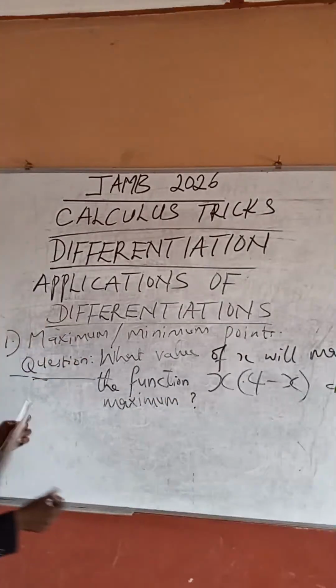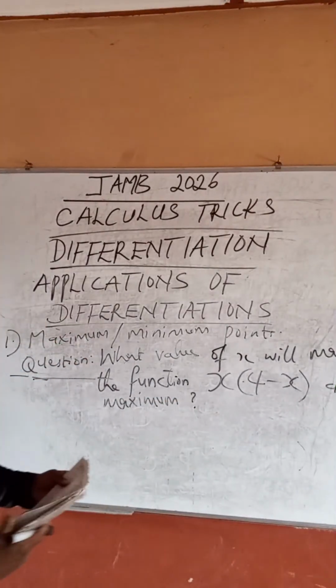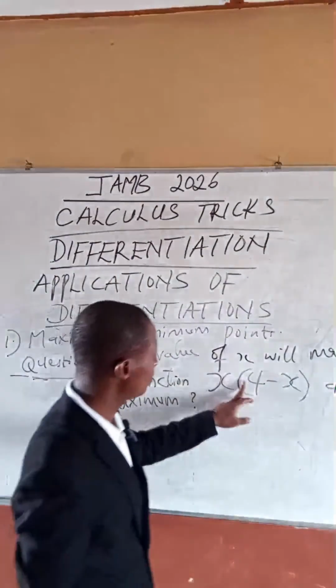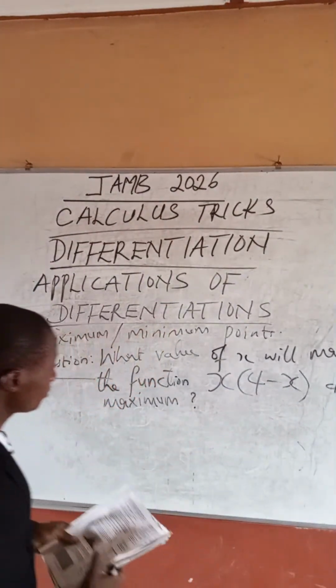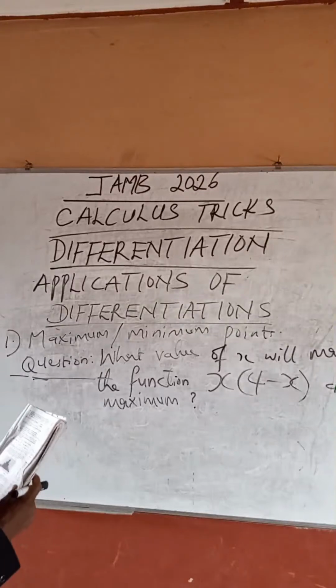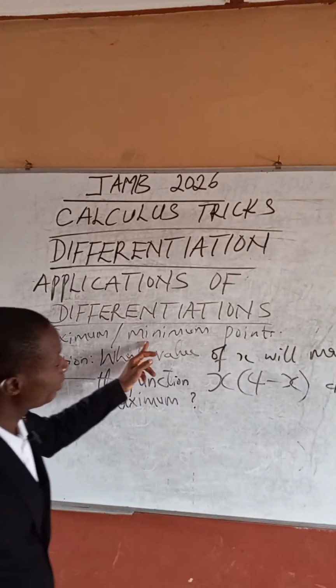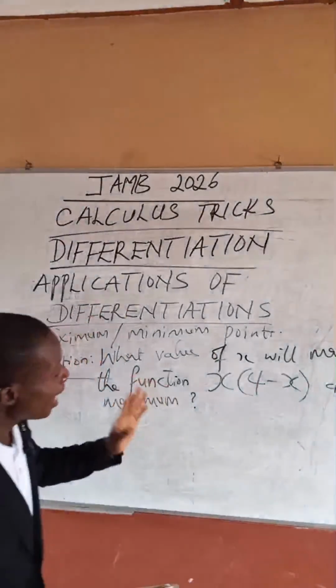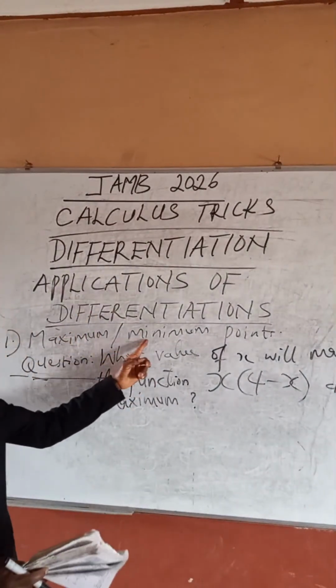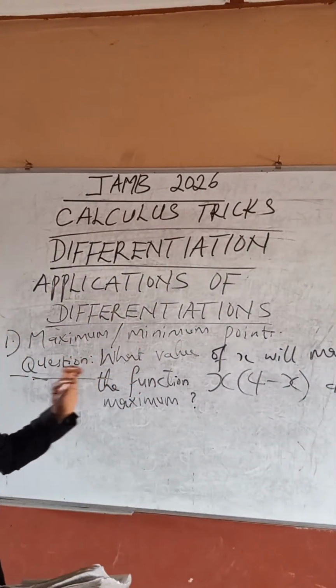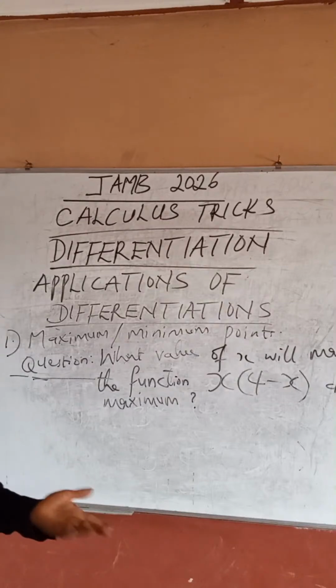This is a question mark. What value of x will make this function a maximum? That is a question on maximum and minimum points. Now, at a maximum or minimum point, dy/dx is equal to 0.